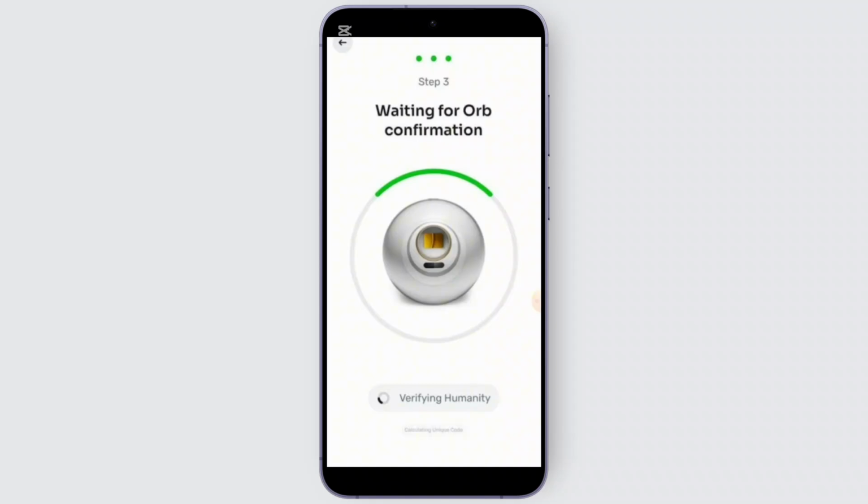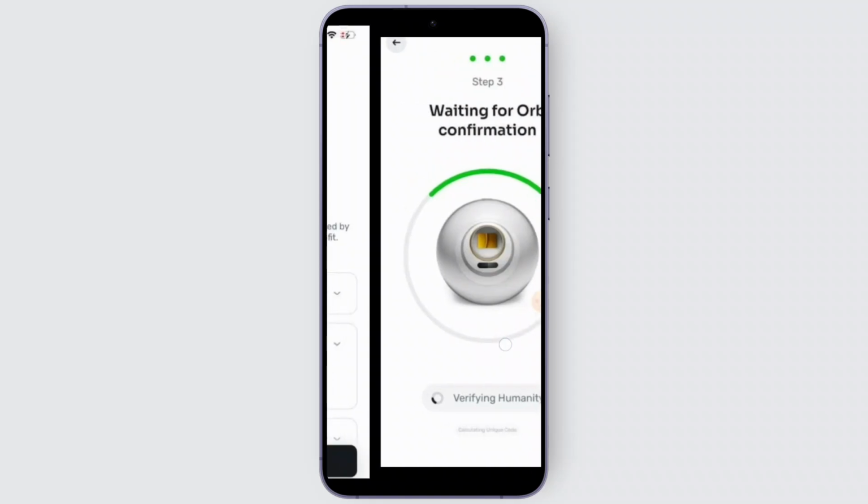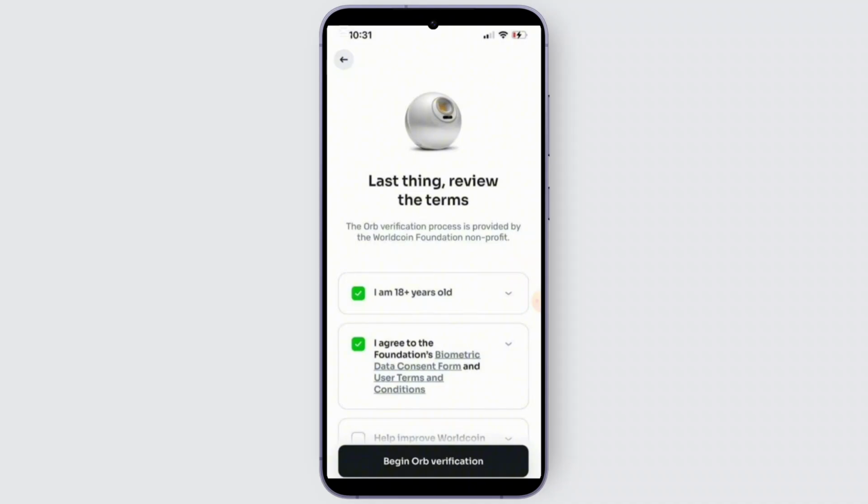So what can we do if we can't access the ORB? If there is no ORB in our area, we can go ahead and check out the official Worldcoin app or website for updates on new ORB locations, or you can contact Worldcoin support and express your interest in having an ORB deployed in your region. Otherwise, you can wait for future updates. Worldcoin is expanding, so alternate methods might be introduced later.